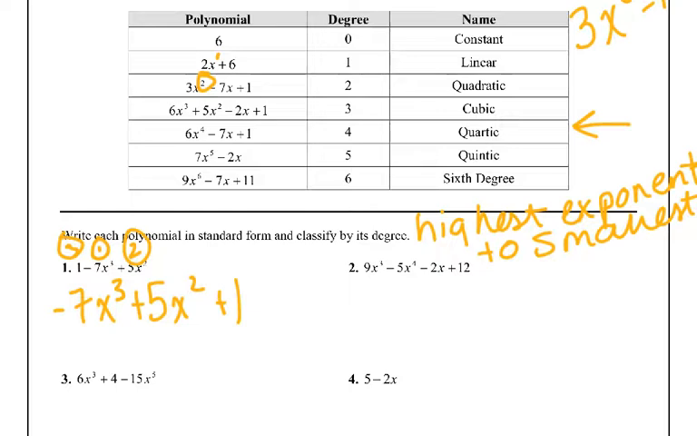Now I have to classify by degree. So I look at my first term. That has a 3 for its degree. So that means that this is considered cubic.